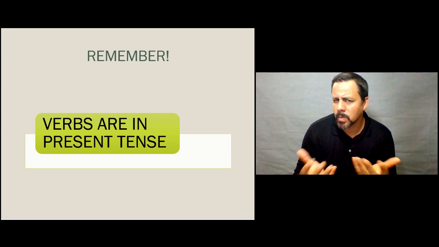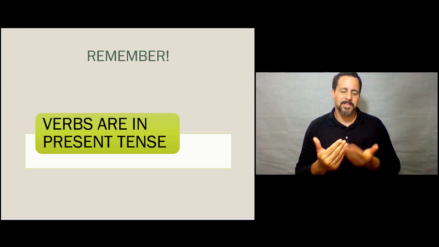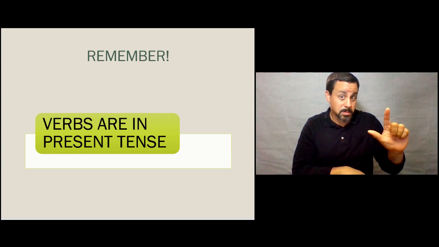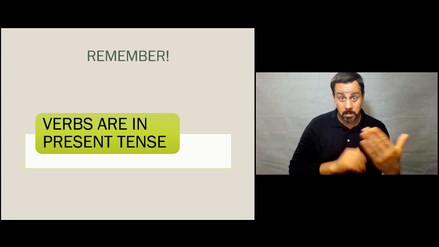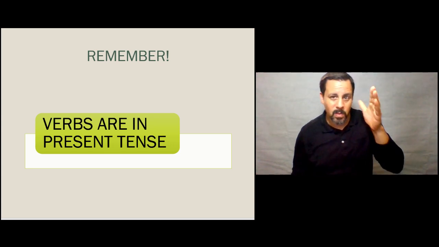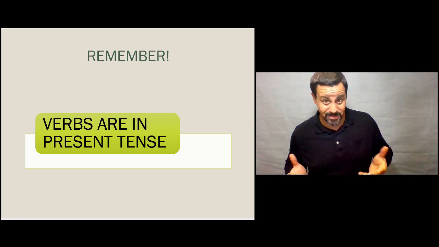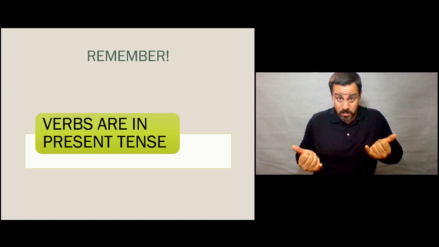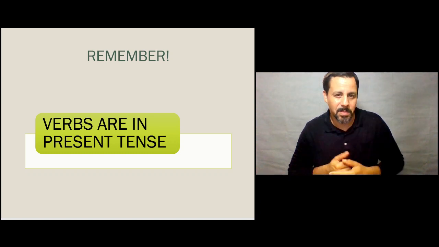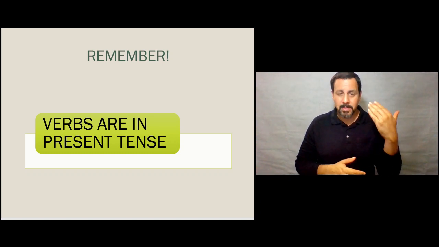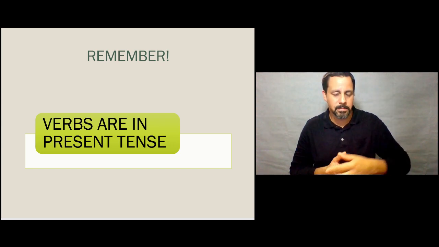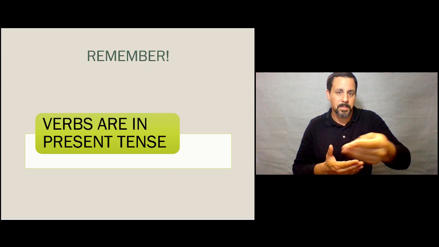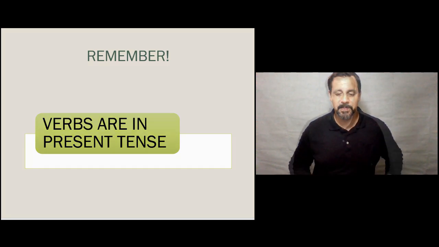So, how do we know if it's present, past, or future in ASL? Simple. Just add a time modal. Okay? For example, past and future. So, in the present, you sign buy. In the past, you sign past buy. For the future, you'll sign will buy. Okay?